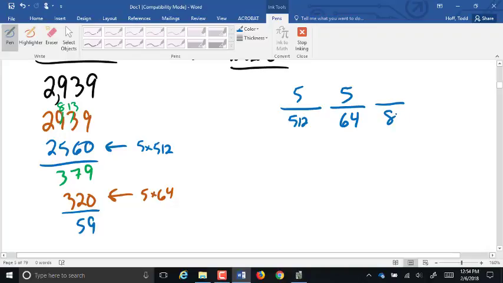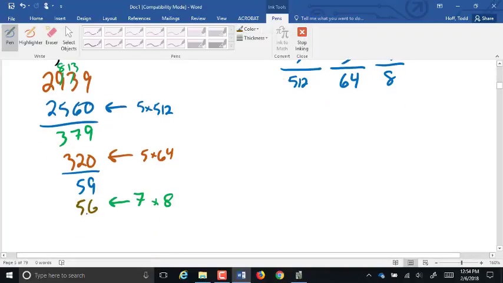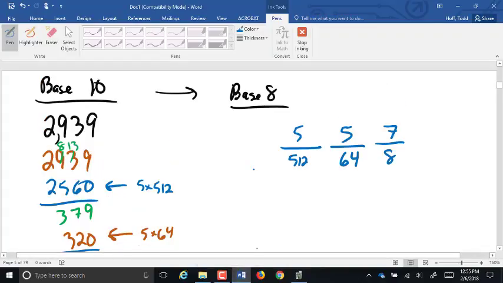My next place value is 8. How many times does 8 go into 59? 7, right? Put a 7 there in the 8's place. 7 times 8 is 56, which means there's how much left? 3. So that 3 would go in the 1's place. So the base 10 number, 2,939, in base 8 is 5573.